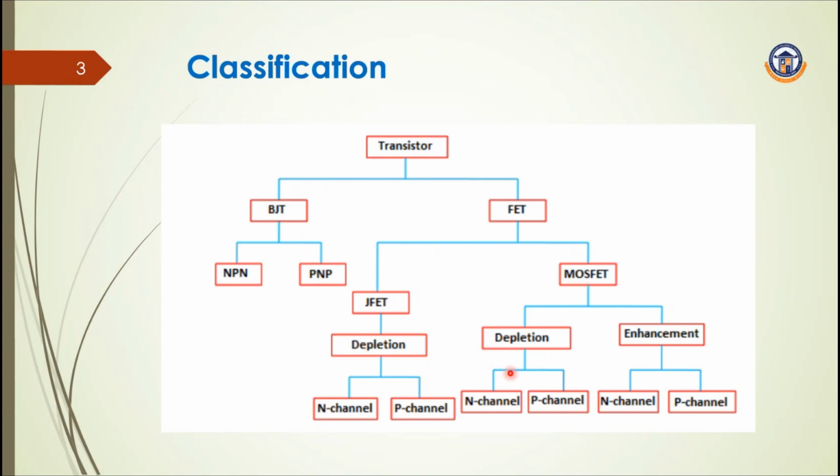The classifications of junction field effect transistor and metal oxide field effect transistors are shown below: depletion type and enhancement type. In that, based on the channel construction, we can say it is an N channel or P channel.